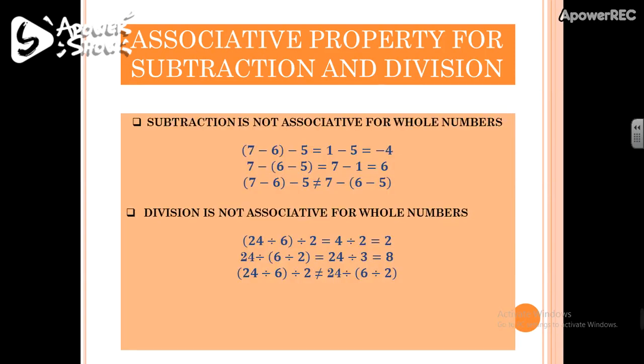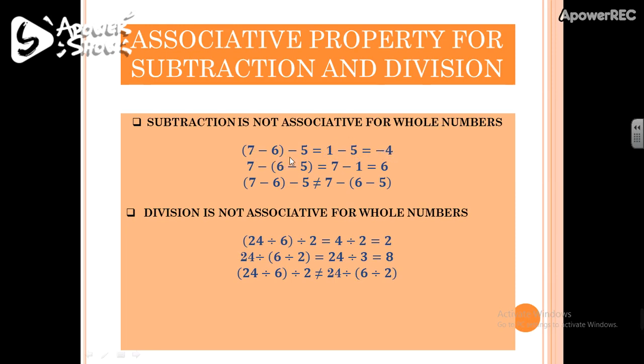Here I am taking 3 whole numbers. The first one is 7, second one is 6, and the third one is 5. Now subtract 6 from 7 before. So 7 minus 6 comes out to be 1. Now subtract 5 from 1. So 1 minus 5 comes out to be minus 4.